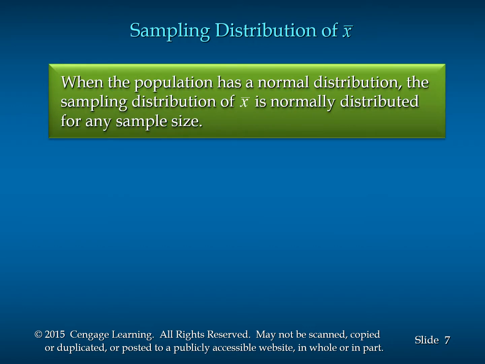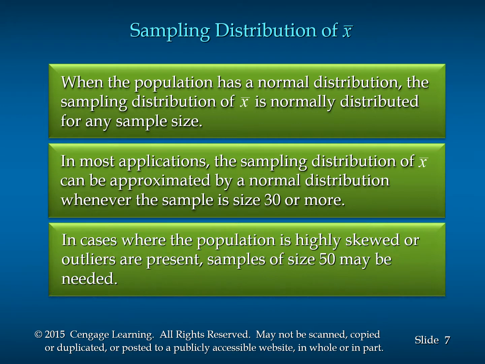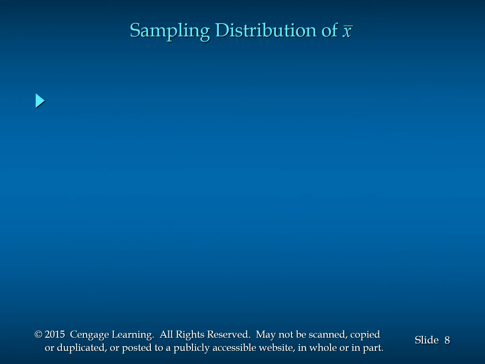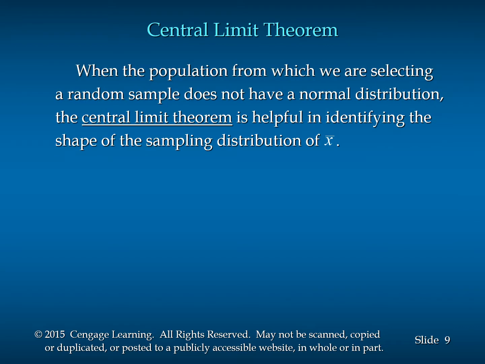Now, to describe this sampling distribution of the means, when the population is normal, the sampling distribution is also normal for any sample size. When we are not sure of the population distribution, we can still assume the sampling distribution of the means is normal for sample sizes of 30 or more. Now we have an important and useful property of the sampling distribution of the mean. We can use it to make an estimate of how close the sample mean x bar is to the population mean mu.